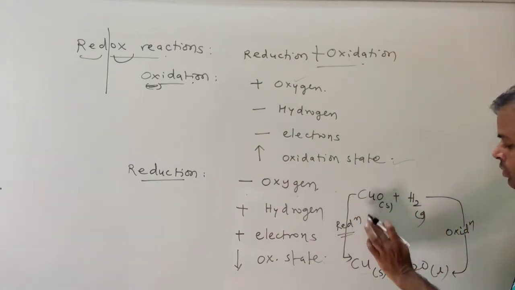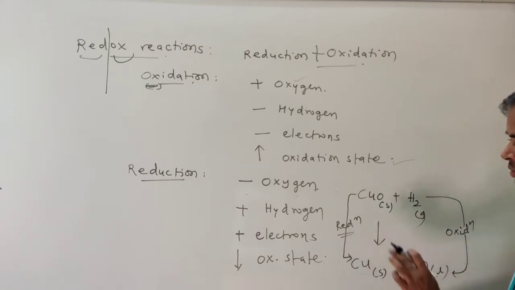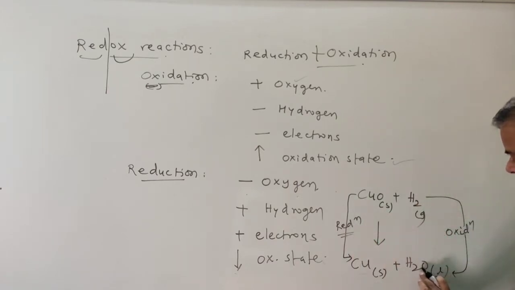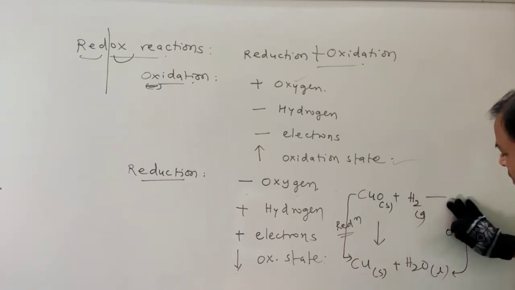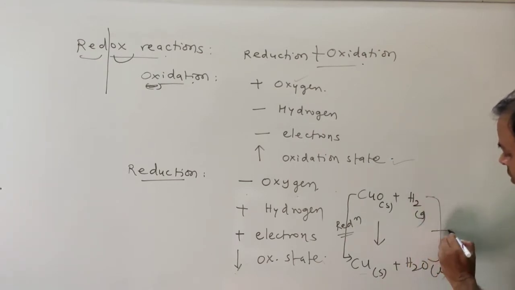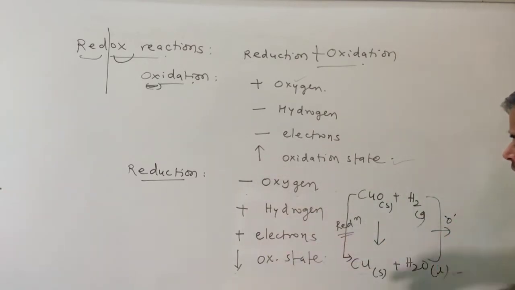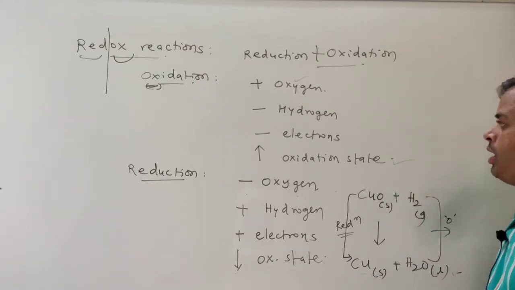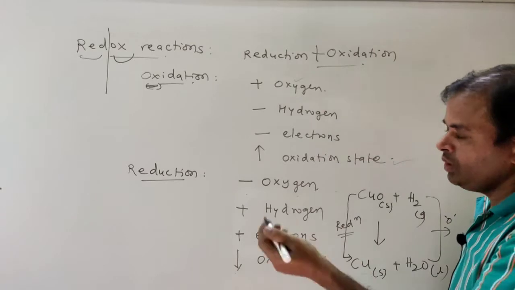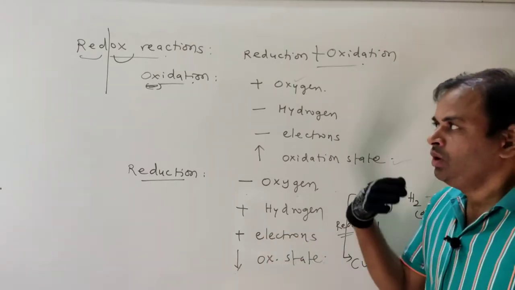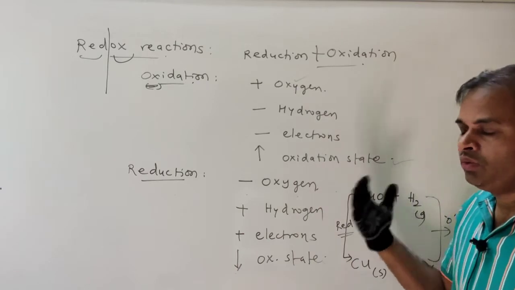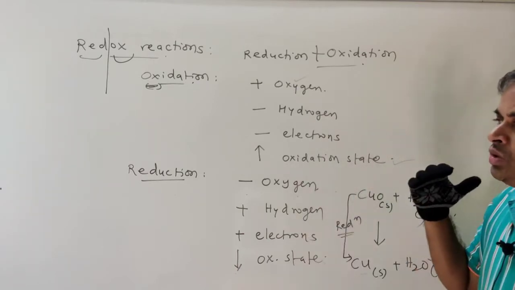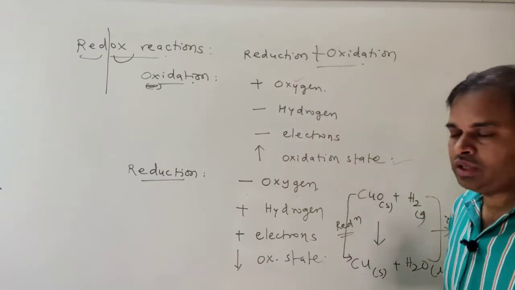So what is this? CuO converts to copper, so this is reduction. The reason is that oxygen is removed, that's why it is reduction. Here oxygen is added, that's why this reaction is called oxidation. And in this case, CuO is called the oxidizing agent. So let us discuss what is an oxidizing agent, what is a reducing agent, and some examples of redox reactions.